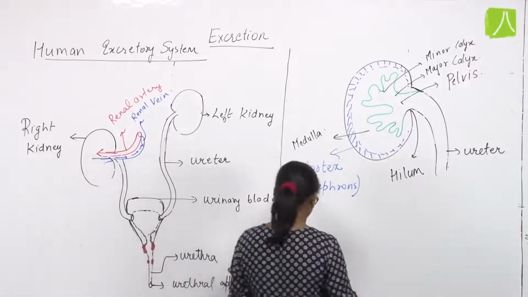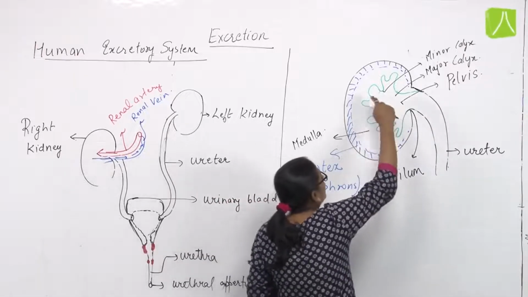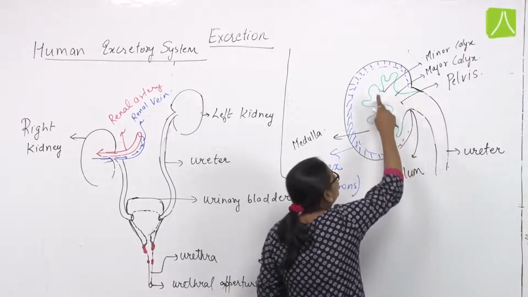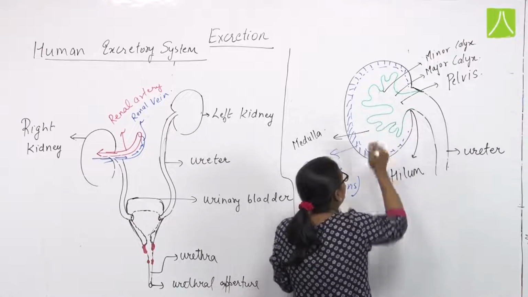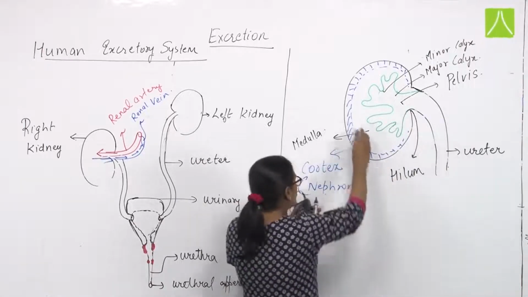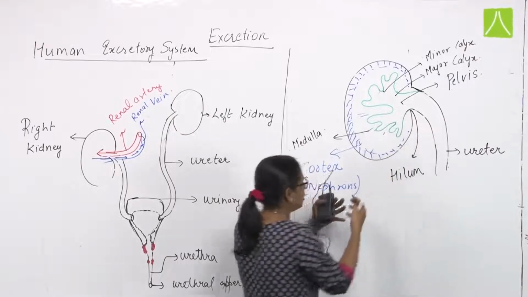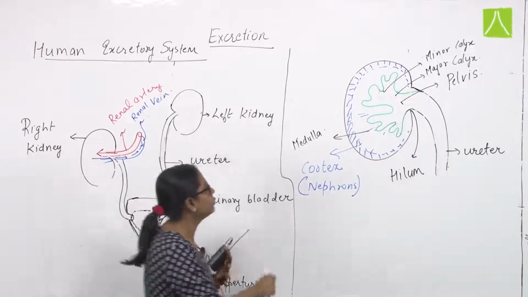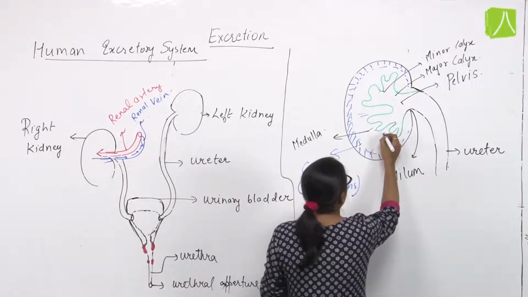Now what we are observing here, in the medulla region the ureter or the pelvis part, you can say, divides into further branches. Due to these branches, the cortex part actually gets invaginated in the form of certain columns. So this is known as column of Bertin. This is known as column of Bertin.